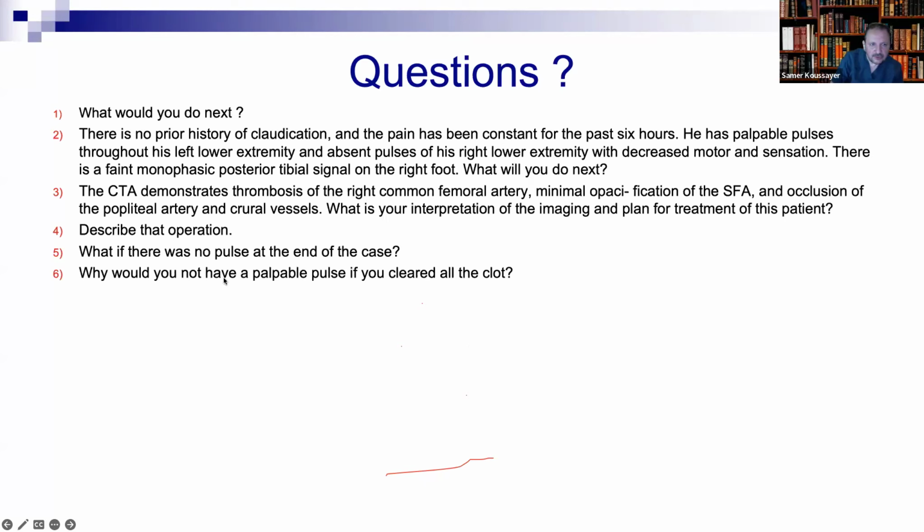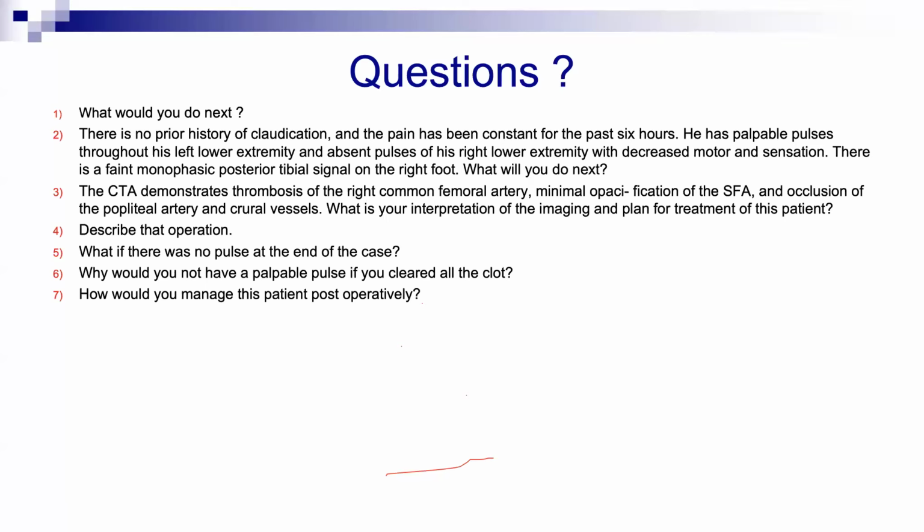All right. What do you do if you do not have a pulse after you clear all the clot? We said Doppler signals. How would you manage this patient post-operatively? So what do you do after surgery? I will give anticoagulation and antiplatelet. Yeah, antibiotics, yes, but the most important here is anticoagulant because this is an emboli, right? It's not thrombosis, it's emboli.